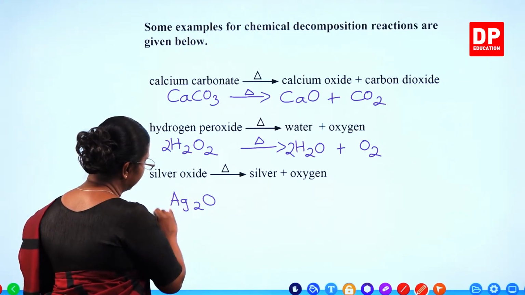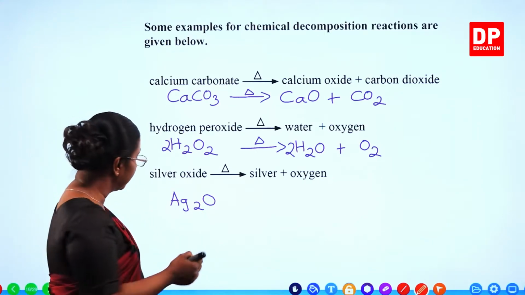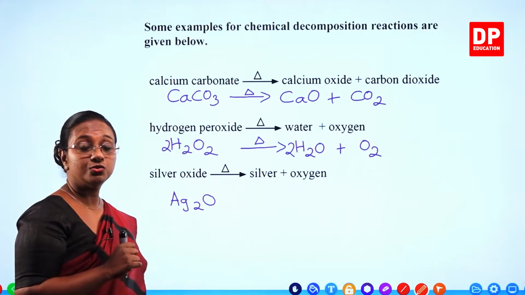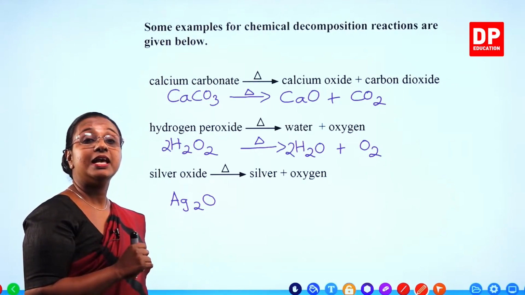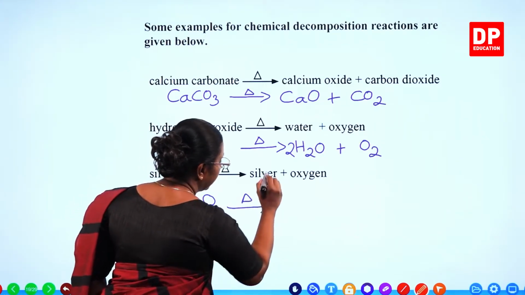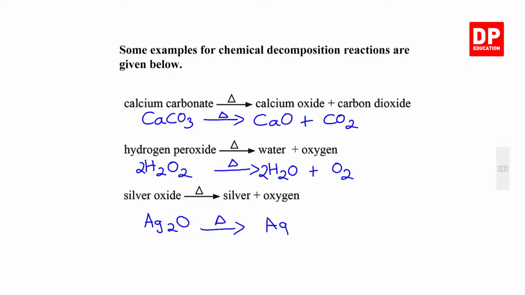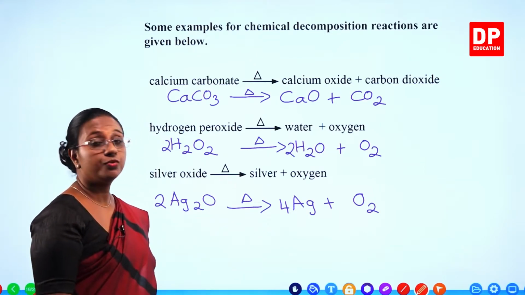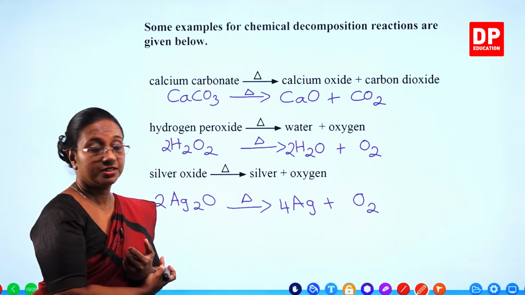Ag2O. Silver is Ag, argentum, you all can remember, has valency 1. So oxygen valency 2, you get the formula as Ag2O. On heating, it gives rise to silver plus O2 gas, oxygen gas. So in order to balance, we need to have it like that. 2Ag2O gives rise to 4Ag plus oxygen.